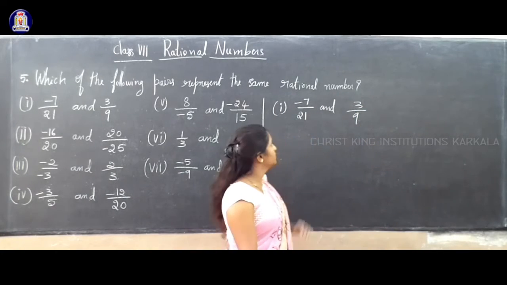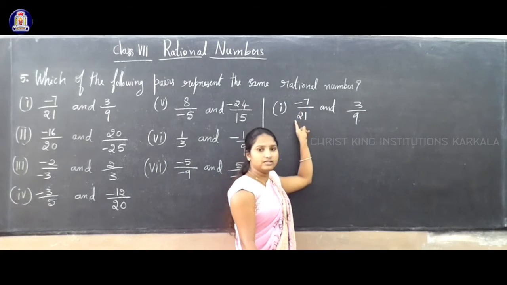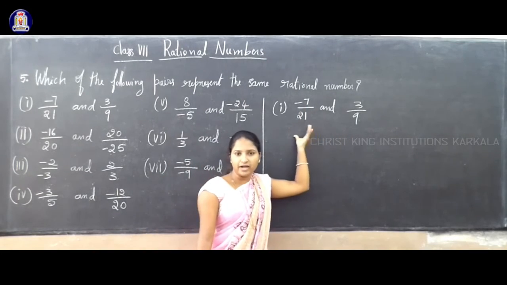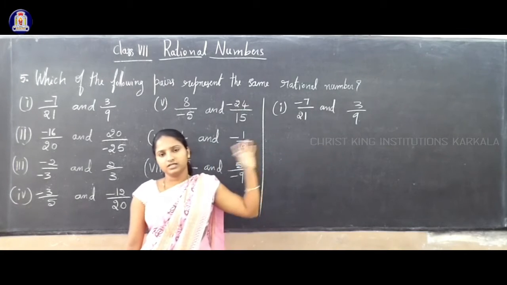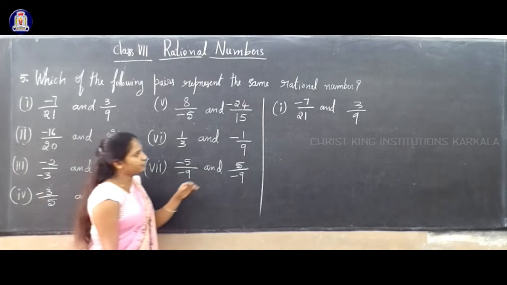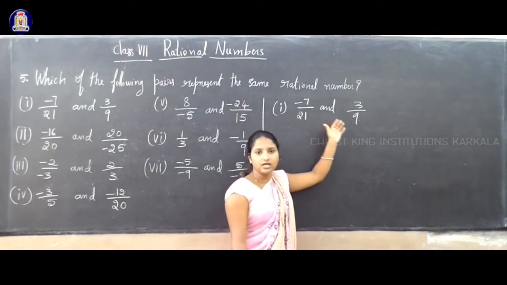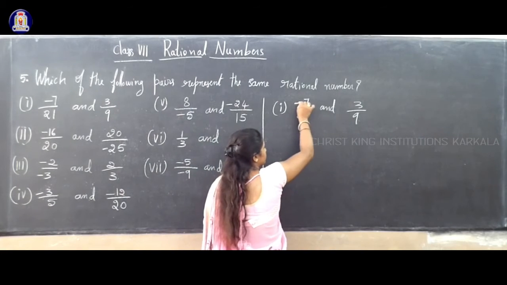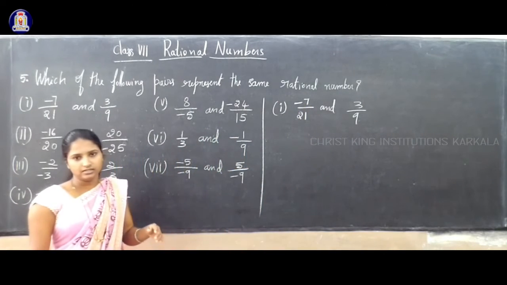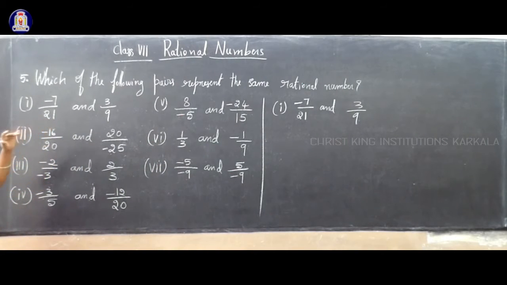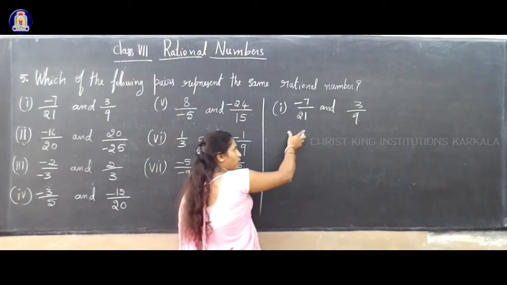See the question, 7 and 21 and 3 and 9. If you can simplify, then you can check whether the given rational numbers are the same or not. If you see this question, you cannot say this is equal, isn't it? So we have to simplify. After simplifying, if you get the same rational number, then we can say that this pair of numbers represents the same rational number.